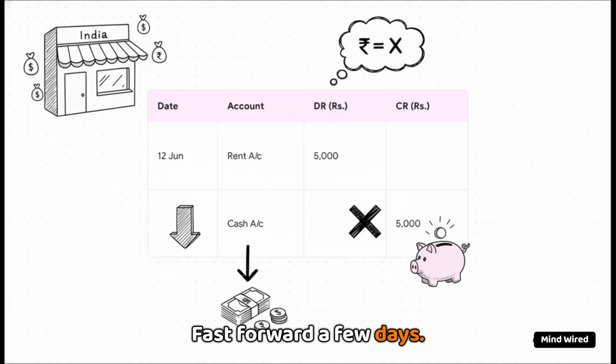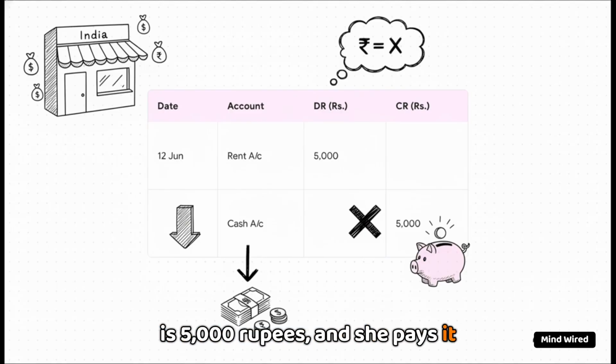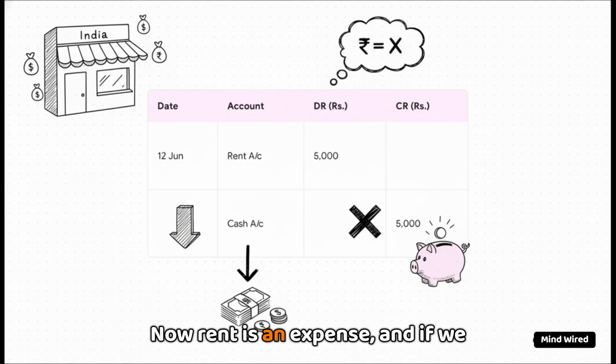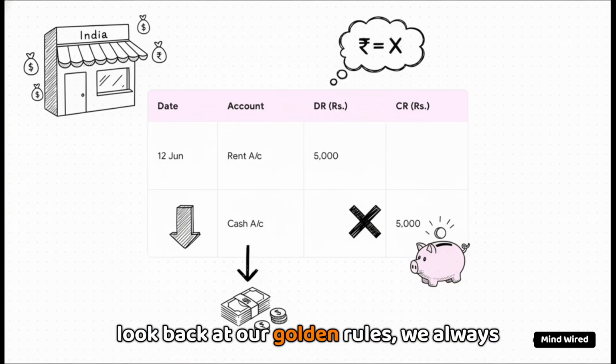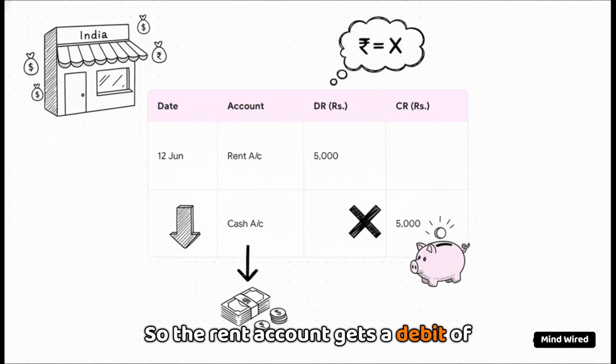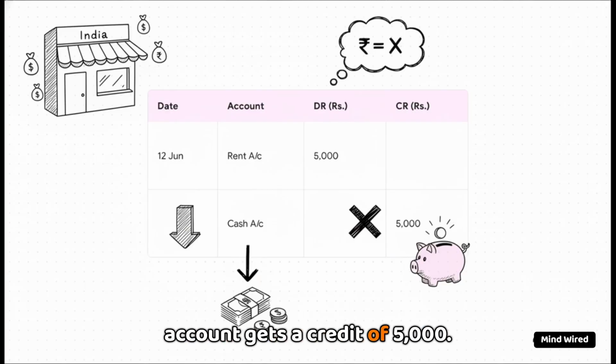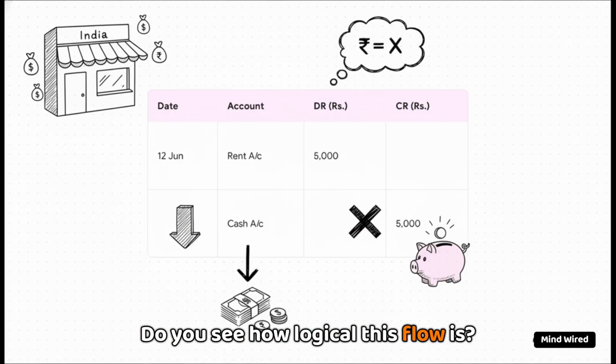Fast forward a few days. Priya needs to pay her shop rent, which is 5,000 rupees, and she pays it in cash. Now, rent is an expense, and if we look back at our golden rules, we always debit expenses. So, the rent account gets a debit of 5,000, and since cash is going out of the business to pay for that rent, the cash account gets a credit of 5,000. Do you see how logical this flow is?